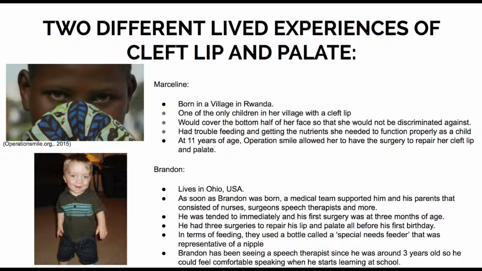One child's name is Marceline, and she is from a village in Rwanda. The other is Brandon, living in Ohio, USA. Marceline, being one of the only children in her village with a cleft lip, was quickly discriminated against and labelled ugly. She would often be bullied, so much so that she decided the best way to walk around was to cover the bottom half of her face so that she would not be stared at, picked on, or laughed at.